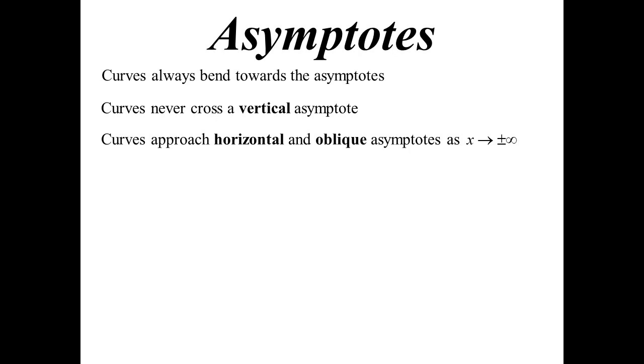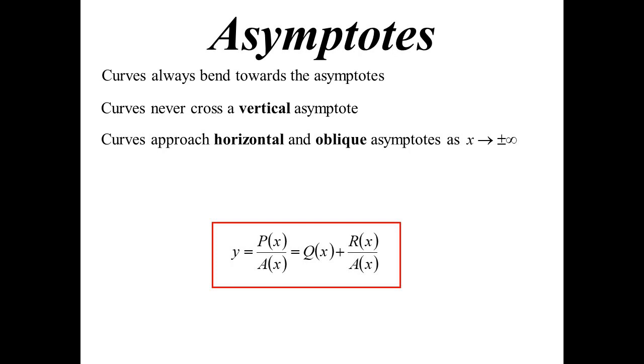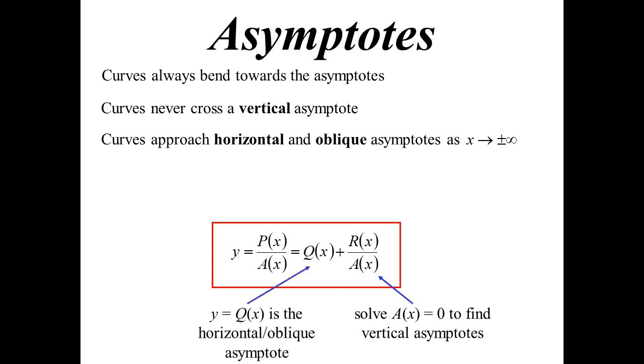If we have what we call a rational function, so a fraction involving a polynomial and a polynomial, we can do a polynomial division, and when it's in that form, it gives us a lot of information. The bottom of the fraction, that's how we find the vertical asymptotes. The bottom of the fraction can't equal 0. The quotient will end up being the horizontal or oblique asymptote, whatever that equation is.